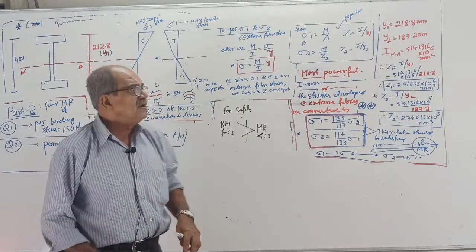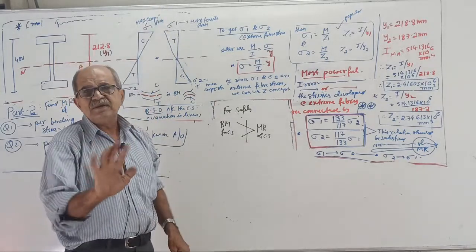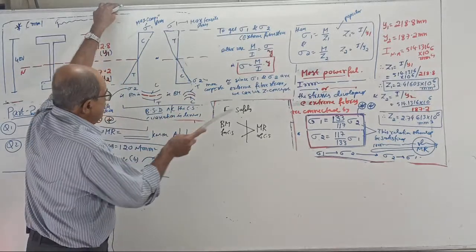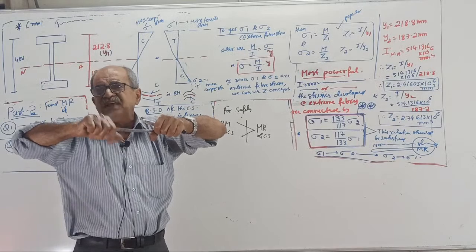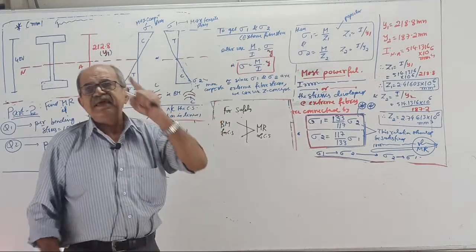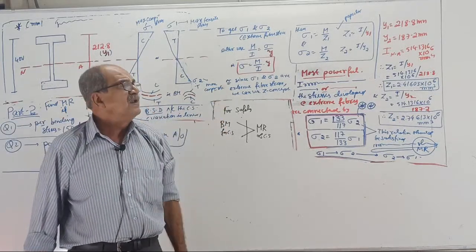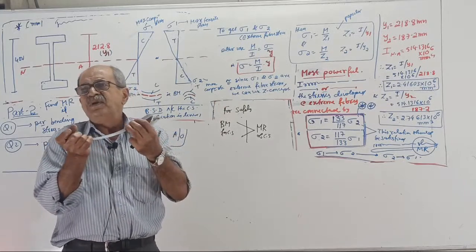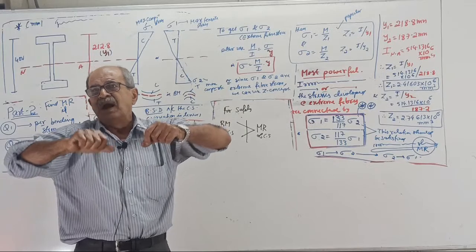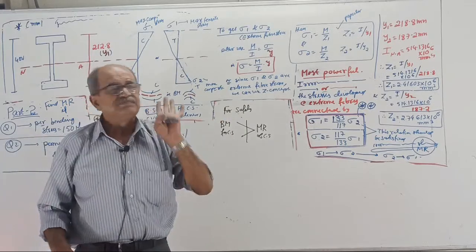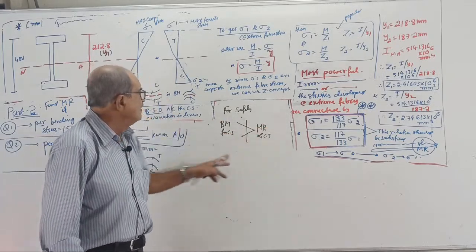Or the second option: don't apply the bending moment. You find out the moment of resistance, how much BM the cross section can resist. Then compare the bending moment with MR. If the applied bending moment is more than MR, unsafe. If it is equal to MR or less than MR, it is safe. Make all these notes.